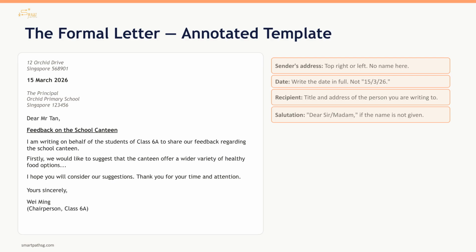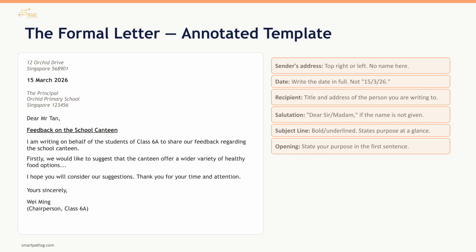The salutation must be formal. The rule here is, use the name if it is given, as in, "Dear Mr. Tan." If the name is unknown, you must use "Dear Sir, Madam." Before the main text, include a subject line. This should be bold or underlined, and state the letter's purpose at a glance, such as, "Feedback on the school canteen."